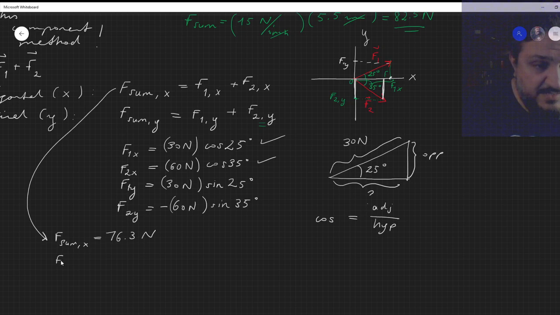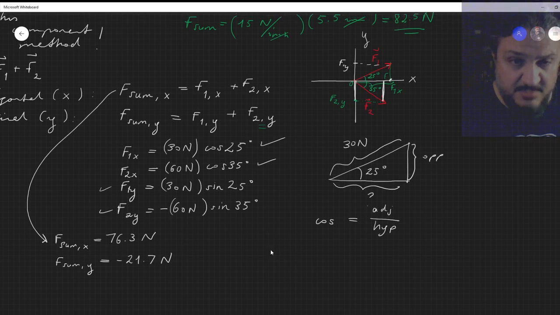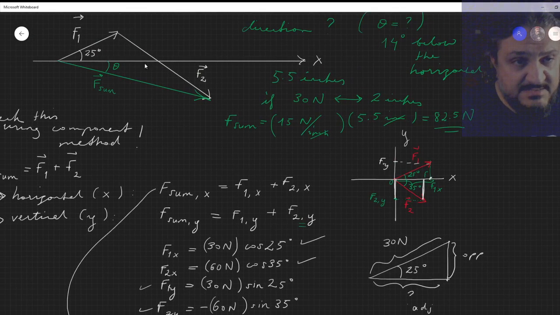And similarly, F sum y will be this plus that. So 30 sine 25 minus 60 sine 35. And that gives me negative 21.7 newtons. All right. So what I just found is hopefully the x and y components of this sum, F sum.